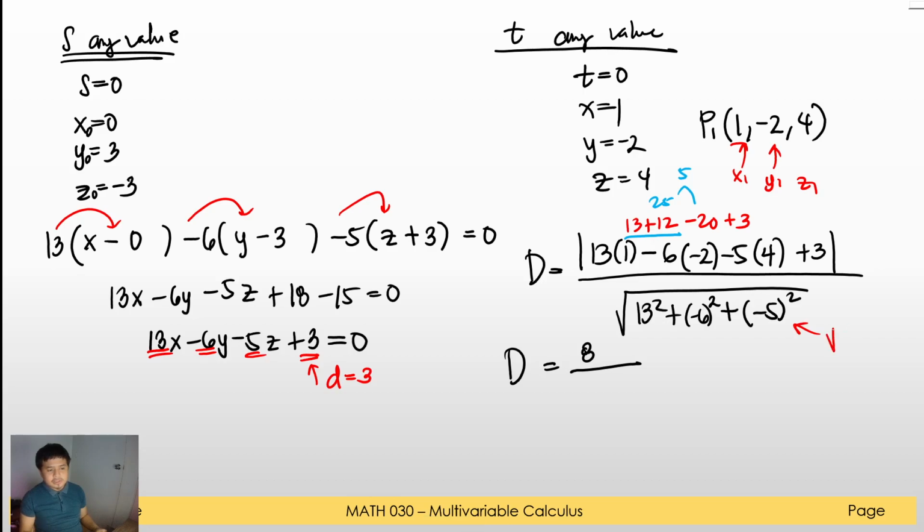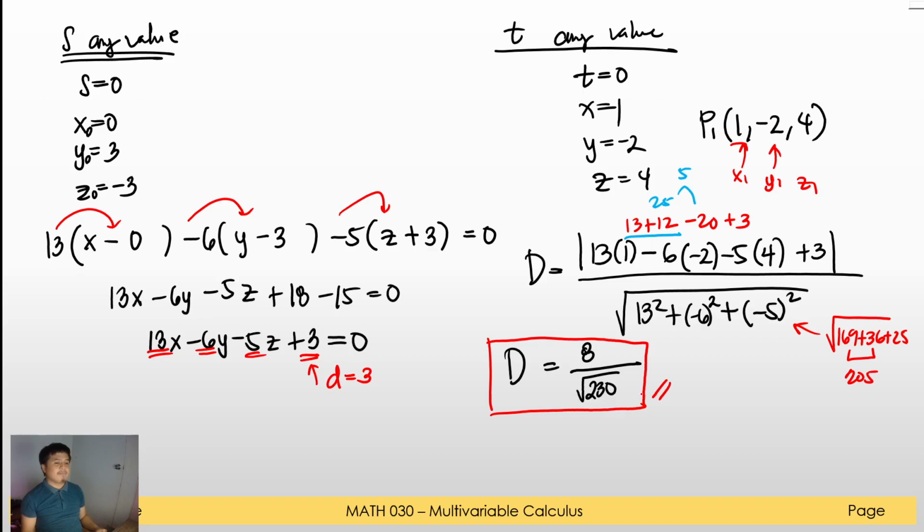And then all over, this one is the square root of 169 plus 36 plus 25. So this one is 169 plus 36 is 205, plus 25, that will be 230. So square root of 230. Should we simplify this? This should be good enough. If you can simplify this, then you can simplify this further, but I think this will be okay for the distance.